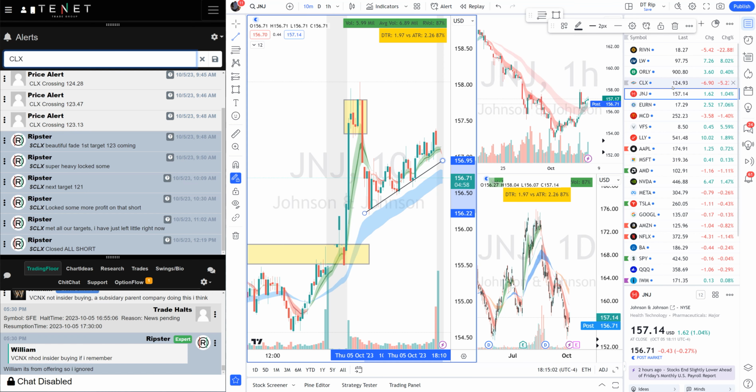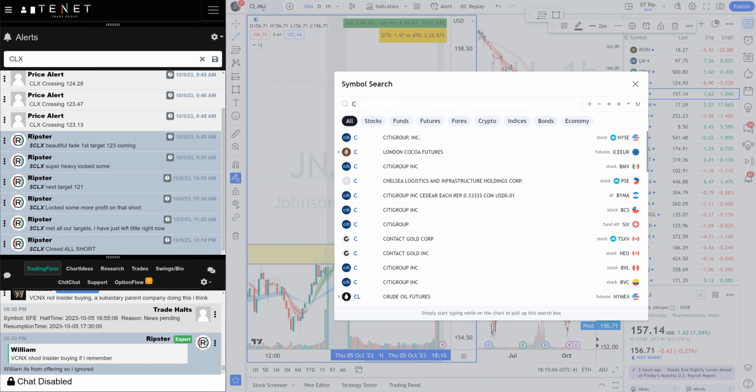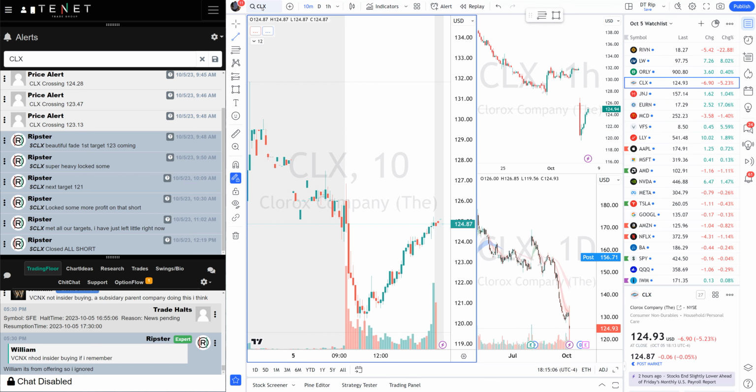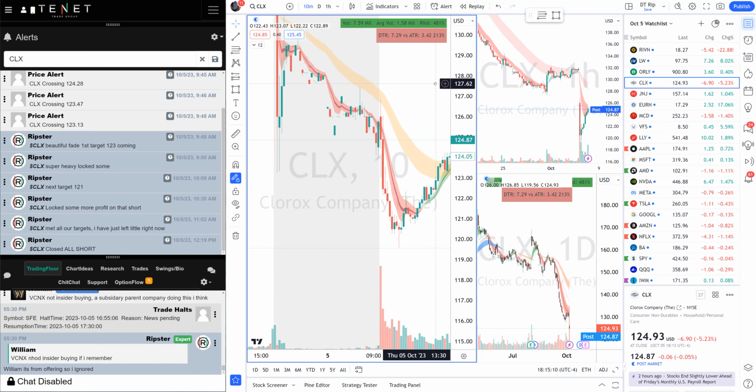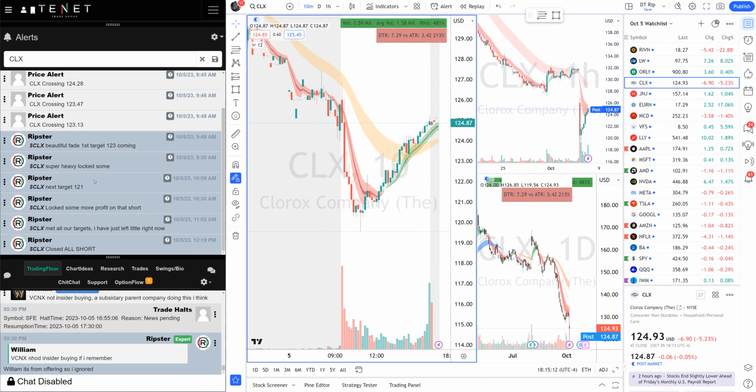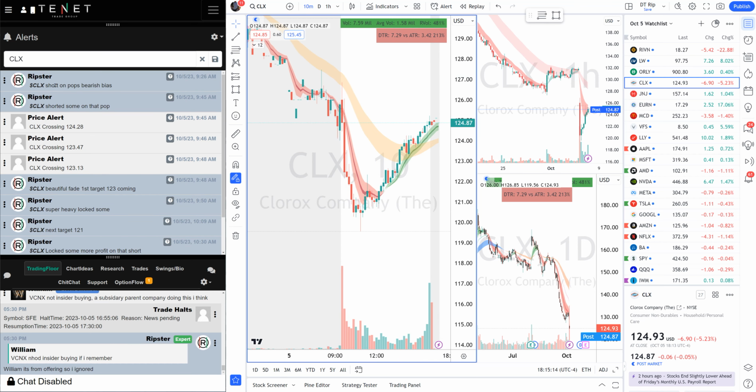So Clorox was number 4 on the watch list. We wake up, we know the news, we keep eyes on everything, guys. All right, so Clorox short on the pops, bearish bias. Pop towards EMA Clouds, shorted on the pop, and you fade it all day. Beautiful fade. First target 123 coming, super heavy, locked some.